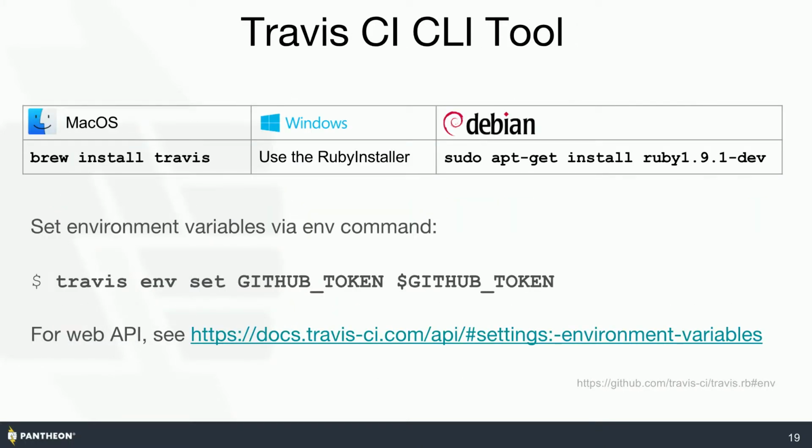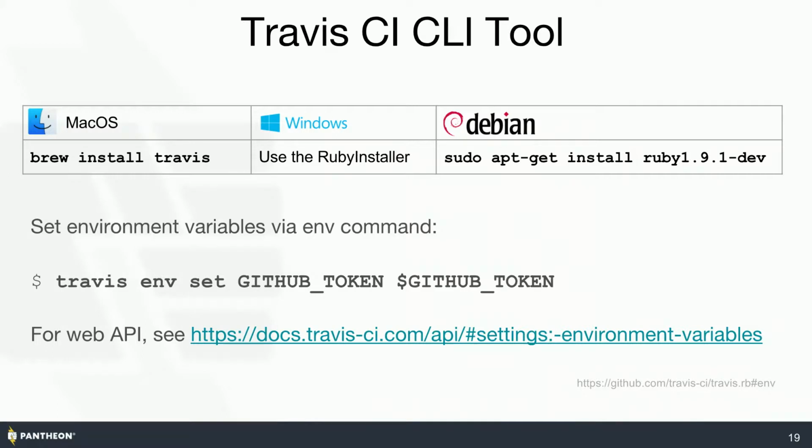Travis is kind enough to provide a CLI tool that does all sorts of things. Creating comments is only one of the things that's available. It has installation mechanisms for Mac OS, Windows, and Debian, like the other tools that we saw earlier, Hub. And you just run travis set, name the token, and it goes.